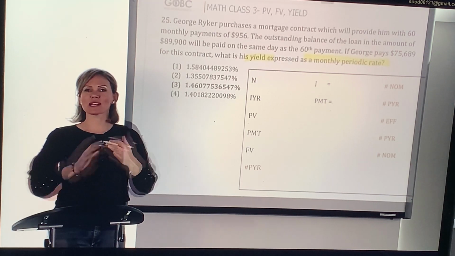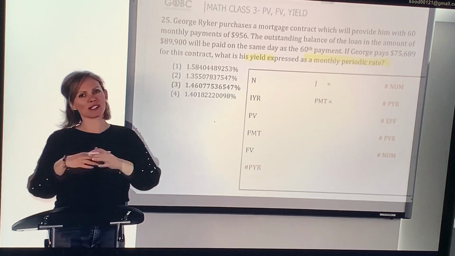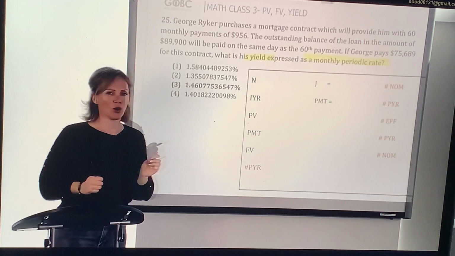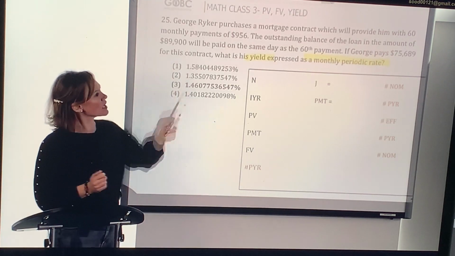So yield is just a percentage, monthly periodic rate. So how does that sound to you? Does that sound like a big number or a small number to you? It's definitely a small number. So when I say a nominal rate, that's big. If I say interest per annum, that's big. But when I say monthly or quarterly, that means they're talking about the small stuff, the I frequency. Okay. So let's pull out the numbers and see what we have in here.